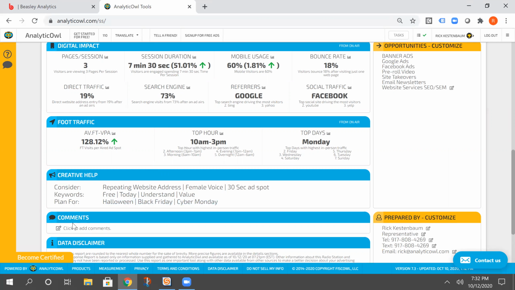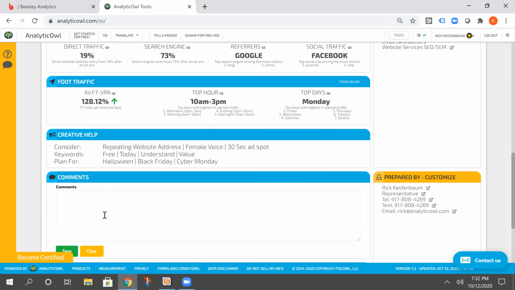And close out the report. Here there's a field where you can add comments. So when you finish it, save it and print it. Your recommendations, your insights will be there, integrated into that report.